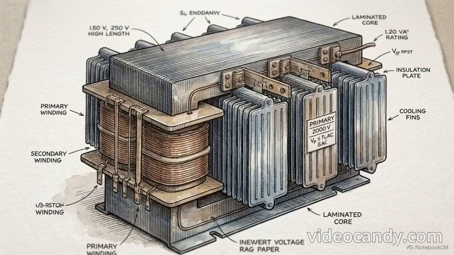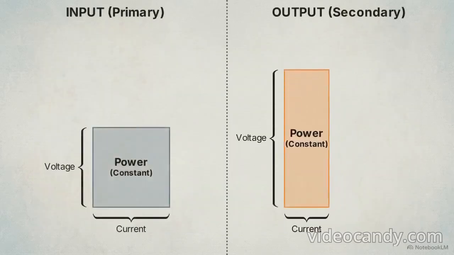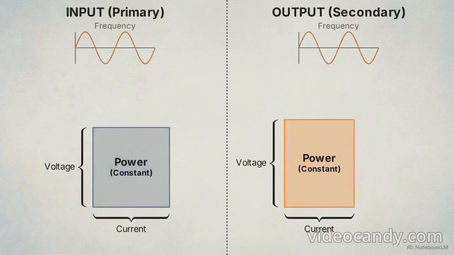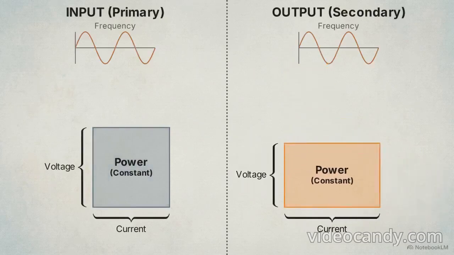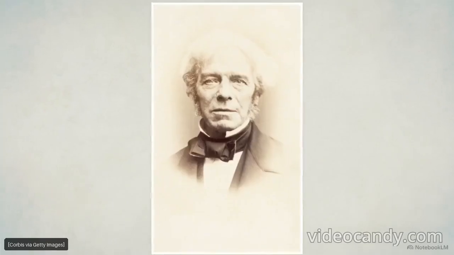It is a static machine with no moving parts or friction. Instead, it utilizes mutual inductance to transfer power between two isolated circuits. Its function is to step voltage levels up or down. But to maintain the exact same power and frequency from input to output, it must proportionally scale the current in the opposite direction. High voltage means low current, and vice versa.